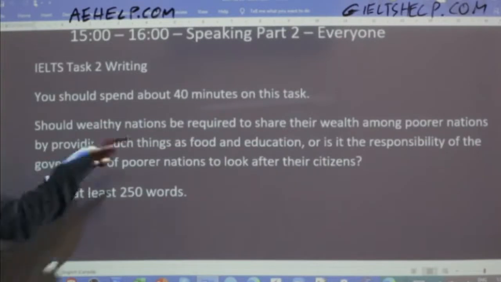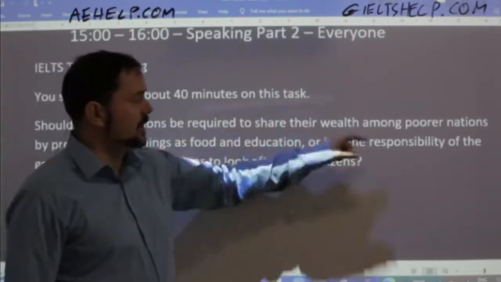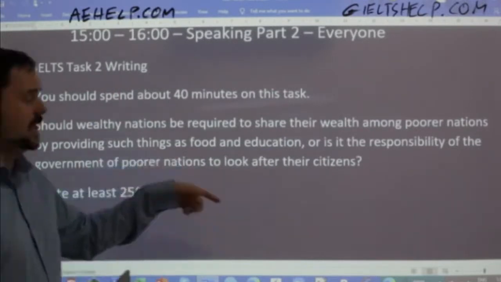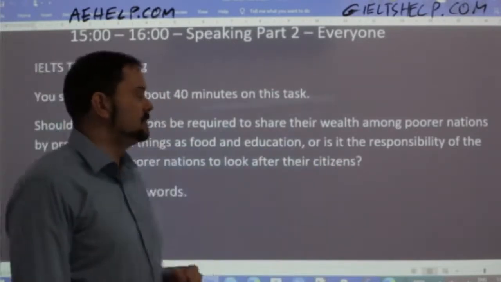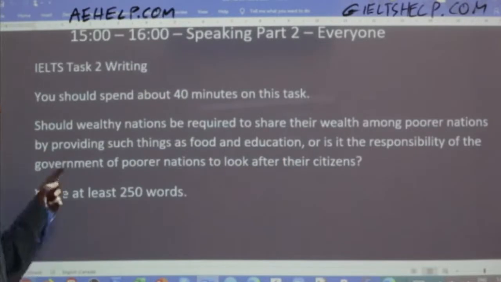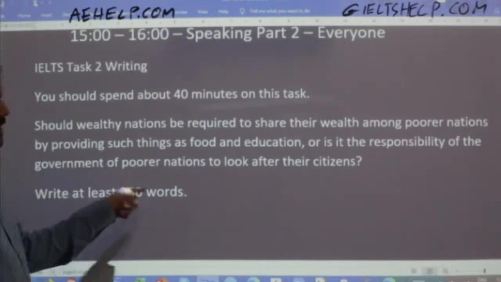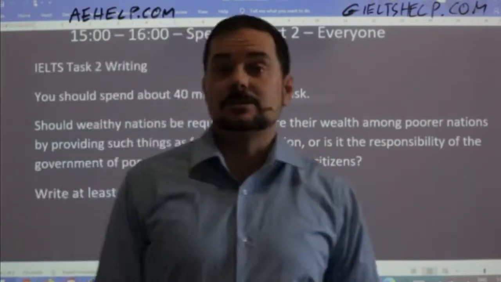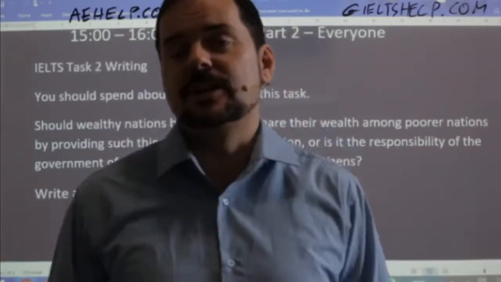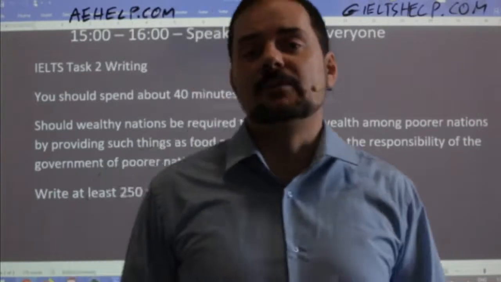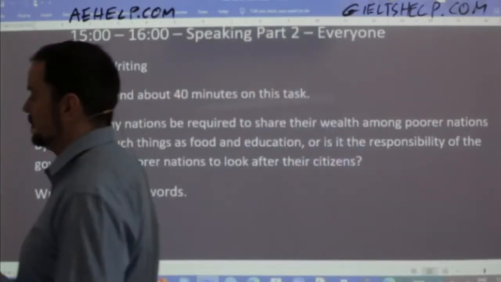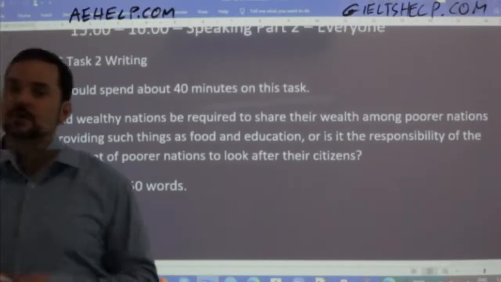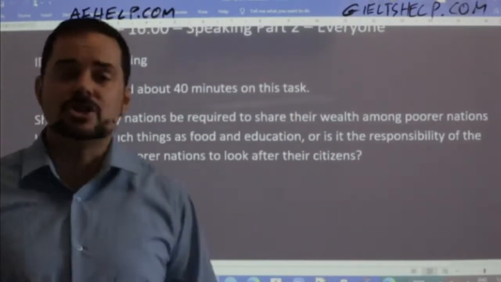Should wealthy nations be required to share their wealth among poorer nations by providing such things as food and education, or is it the responsibility of the government of poorer nations to look after their citizens? That's a valid question. I think it's a question that many governments and many people ask around the world. All right, so let's take a logical and critical approach to this question.